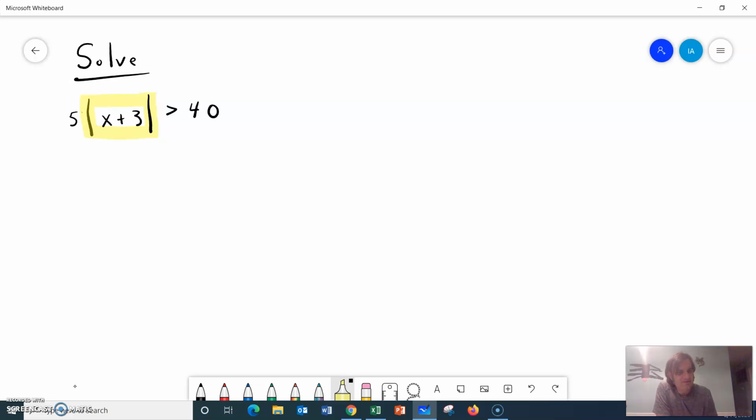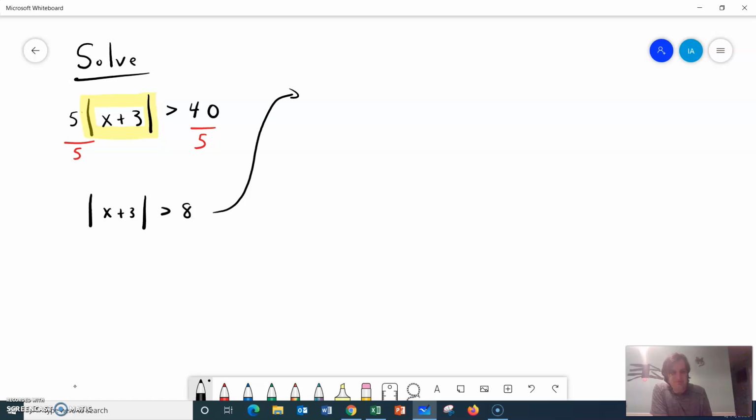So my absolute value is multiplied by 5, so let's divide by 5. After that, we'll have the absolute value of x plus 3 is greater than 8. This is the absolute value greater than a number. Since that takes us a little bit of room to write, I'm going to bring it over here, but remember, this creates two completely separate inequalities.